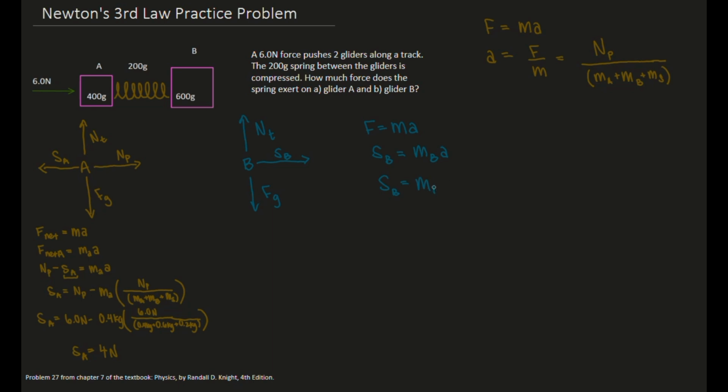And then I can apply my equation for acceleration: mass of B times the normal force of P over the mass of A plus the mass of B plus the mass of the spring. You kind of get the idea here. If I were to plug in all my numbers, again using kilograms instead of grams, I get that this is 0.6 kilograms times 6 newtons over 0.4 kilograms plus 0.6 kilograms plus 0.2 kilograms. And when I plug it in my calculator, I should get 3 newtons.